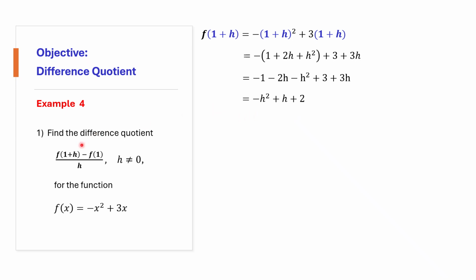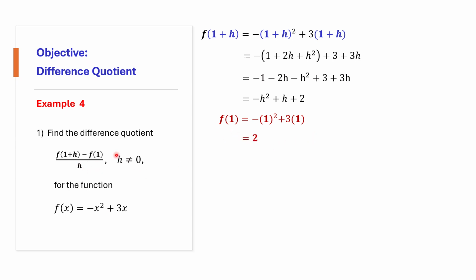So we are done with the first. The second step is evaluating f of 1. To evaluate f of 1, substitute 1 for every x in the given function. So we will have negative 1 squared plus 3 times 1, and the answer here is equal to 2. So now we are ready.